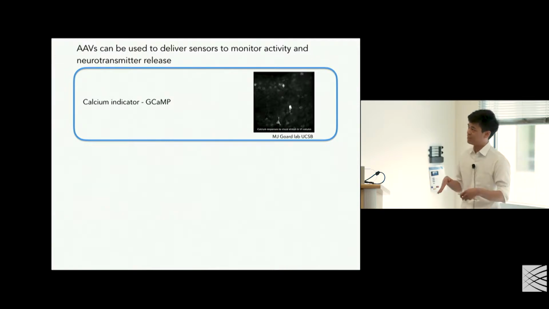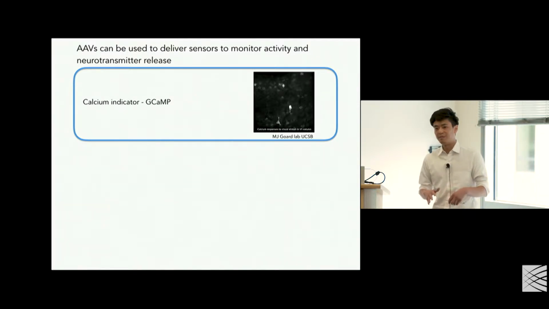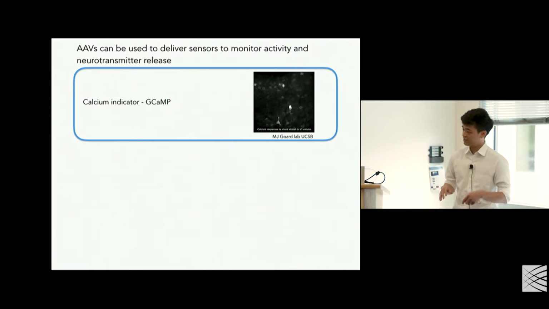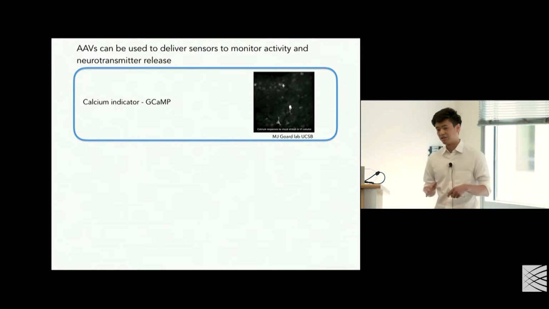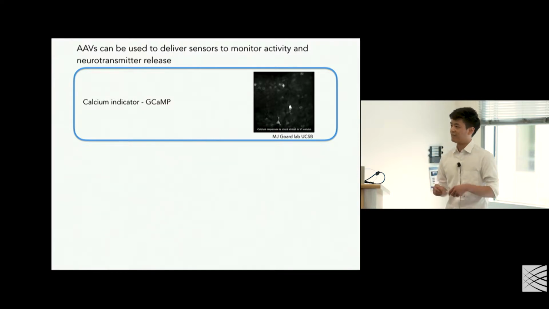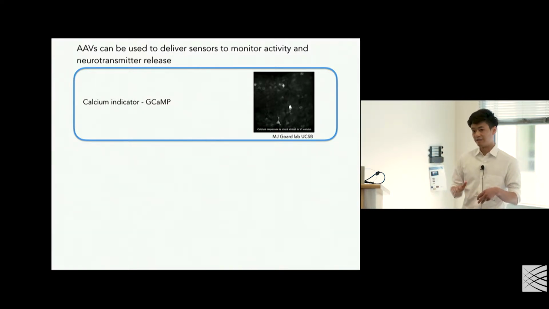In addition to being able to deliver genetic tools that can manipulate cells, you can deliver genetic tools to monitor cells. So AAVs can be used to deliver sensors to monitor neuronal activity. And AAVs are commonly used to do this because they can control the density of the amount of cells that are expressing your sensor, something that's not possible to do with transgenic models alone.